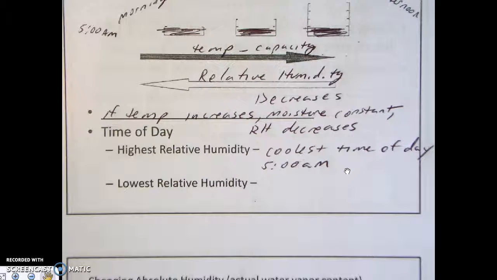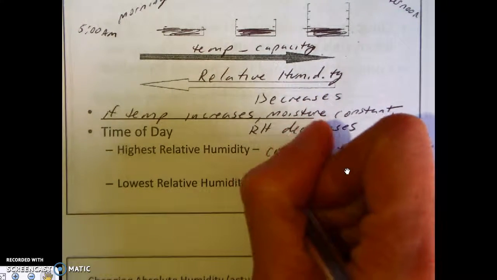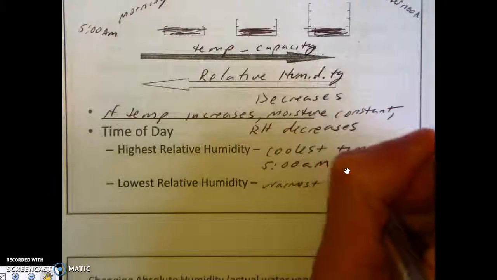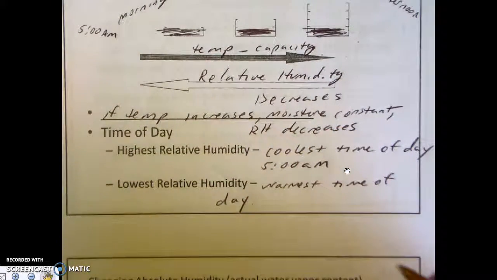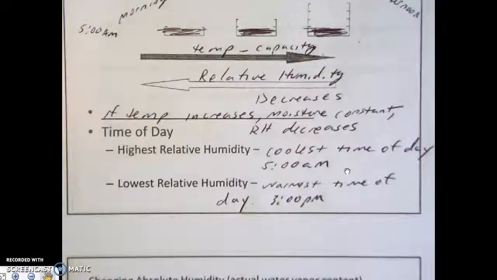Throughout the course of the night, the earth has been cooling off all night. So right before the sun rises is when we're going to have our coolest temperatures. And since we have our coolest temperatures, low capacity, high relative humidity. We see our lowest relative humidities when it's warmest. So here we would have our lowest relative humidities at the warmest time of day, maybe around 3 o'clock p.m. or so.